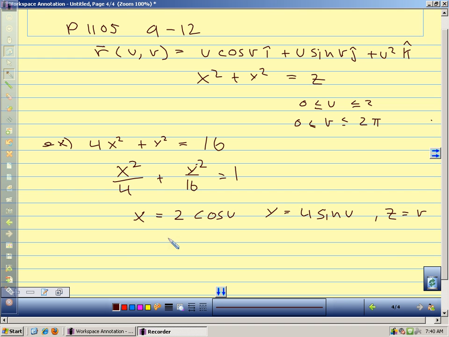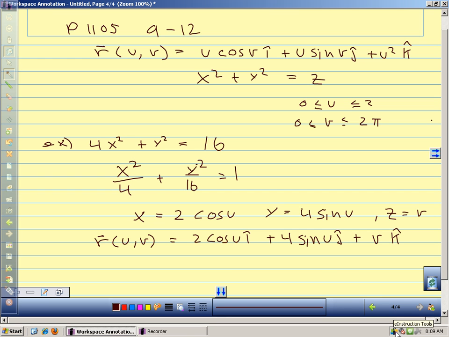So we're going to say that our parametric surface is 2 cosine u i plus 4 sine u j plus v k. And that's our parametric surface. Okay? All right.